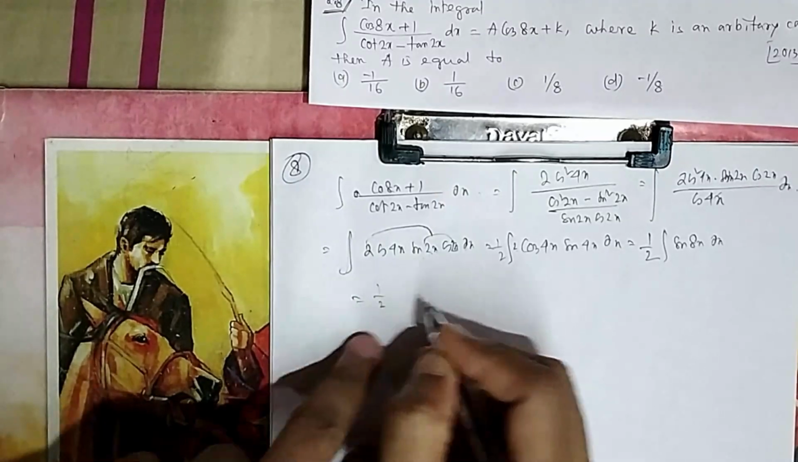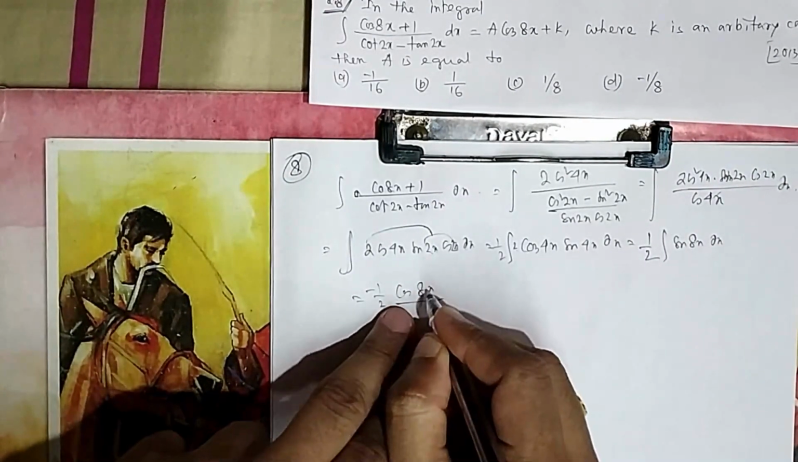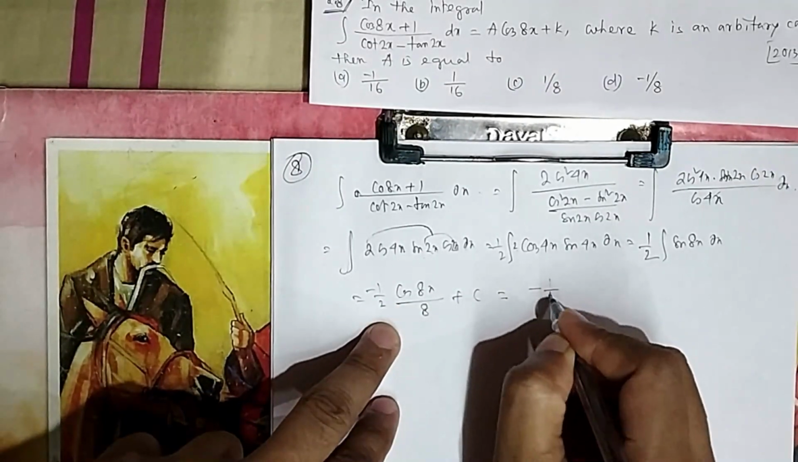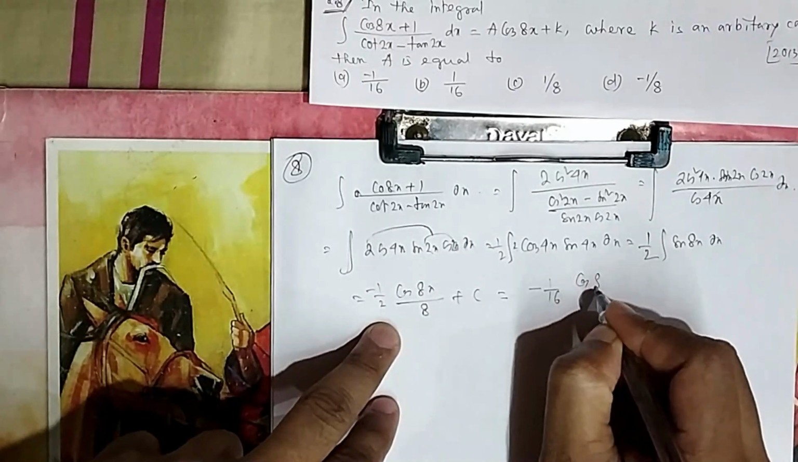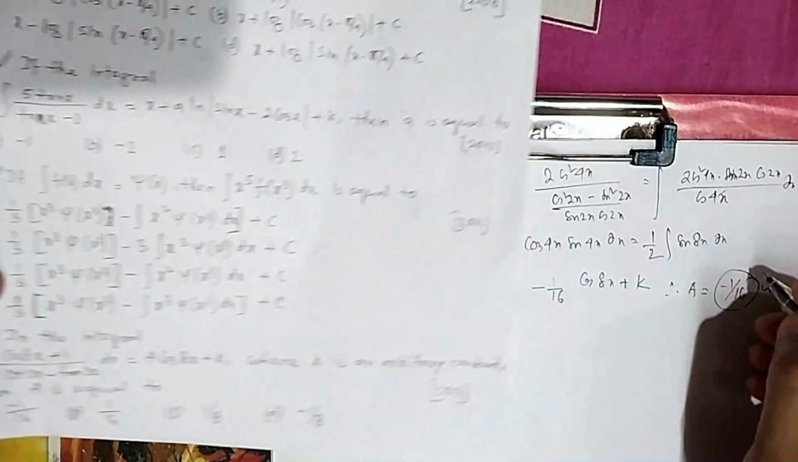So it will be half of the integration of sin θ, which is minus cos 8x, and because there is 8x you have to divide by 8. So it will be minus 1 by 16 cos 8x plus c. Therefore a is equal to minus 1 by 16. That is your option A.